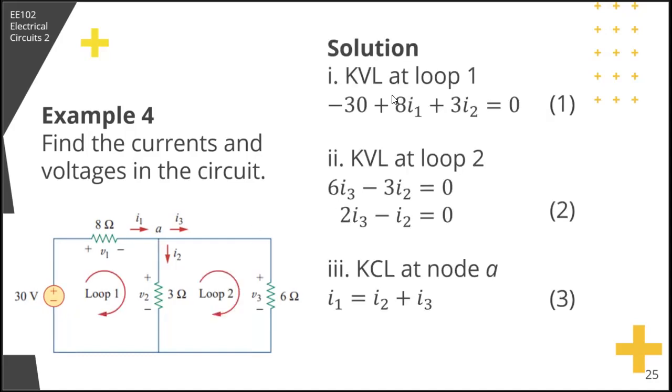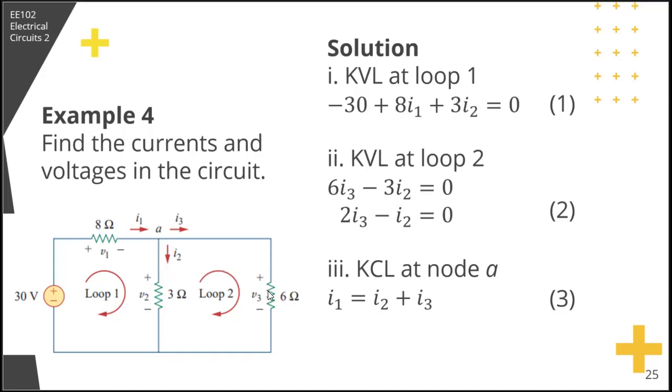Okay? So KVL at loop 1, that would be negative 30 plus the voltage here, V1, right? And V1 is equal to 8I1. Okay, I'll just go straight to it. And the voltage here is V2, and V2 is equal to 3I2. I'm going straight to it again. Then KVL again at loop 2.